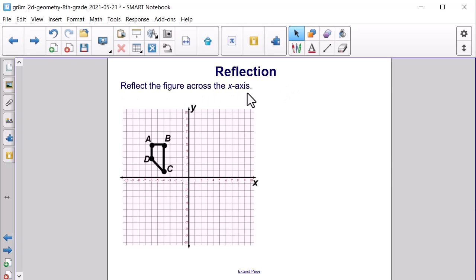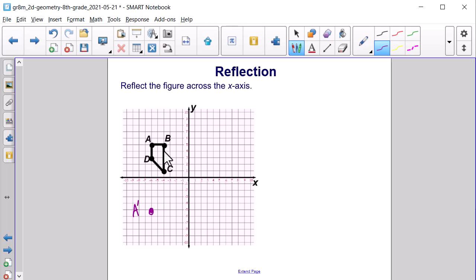Reflect the figure across the x-axis. Okay, so now let's count and see how far each point is from the x-axis and go the same distance from one side to the other. So let's start with point A. We have 1, 2, 3, 4, 5 to get us to the x-axis, so we have to go 5 again. 1, 2, 3, 4, 5. So this will be A prime in this case.